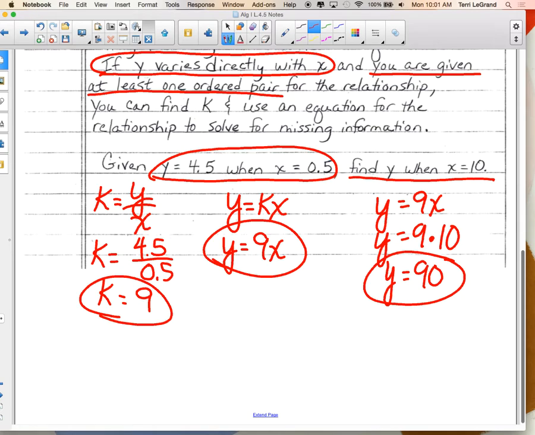Does our answer seem reasonable? Yes. Why? Give me a reason why it seems reasonable. Convince me. Caden? Because when you put 0.5 in for x, it went down to 4.5, and then when you put 10 in, it went up to 90. Okay, when you put 0.5 in for x, it went down? I don't think I understand what you mean by it went down.